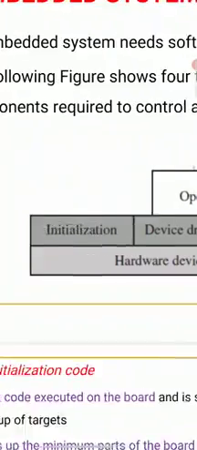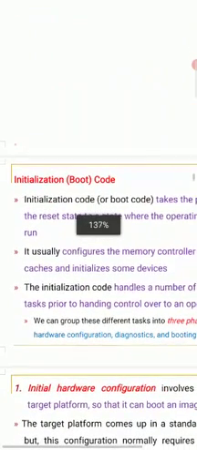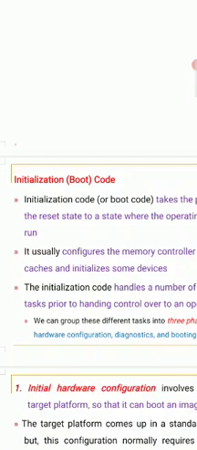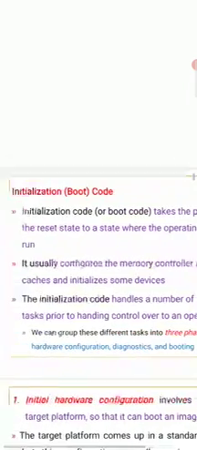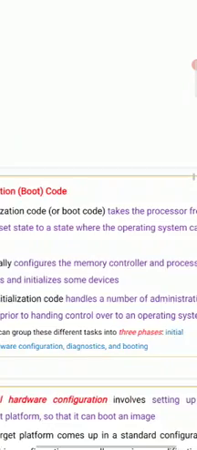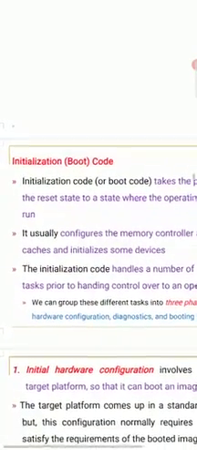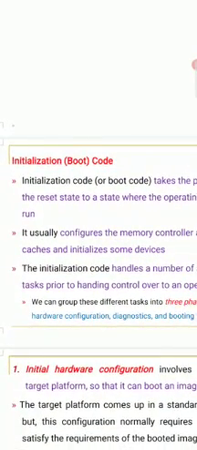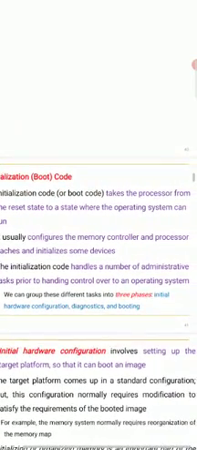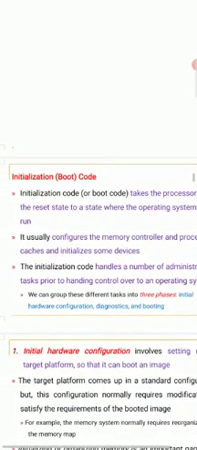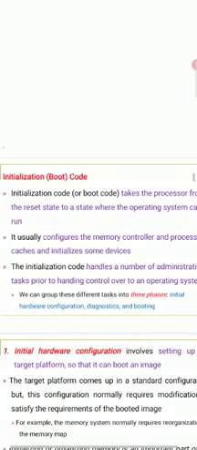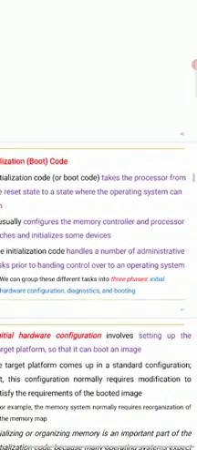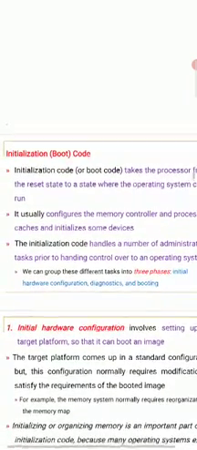Now we will study the initialization part. The initialization part contains three important things. First one is initialization code, which takes the processor from the reset state to a state where the operating system can run. So it is called initialization, boot. It usually configures the memory controller and processor caches, and initializes some devices. Initialization code handles a number of administrative tasks prior to handing over control.